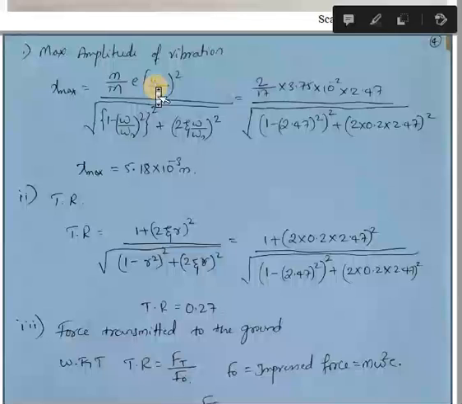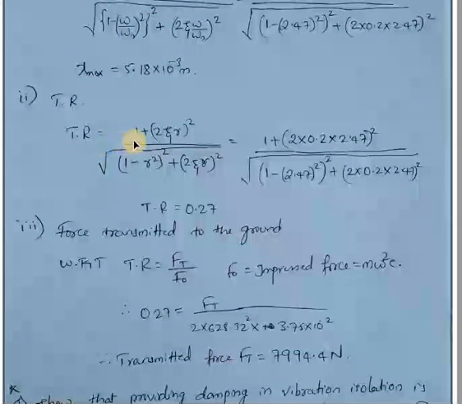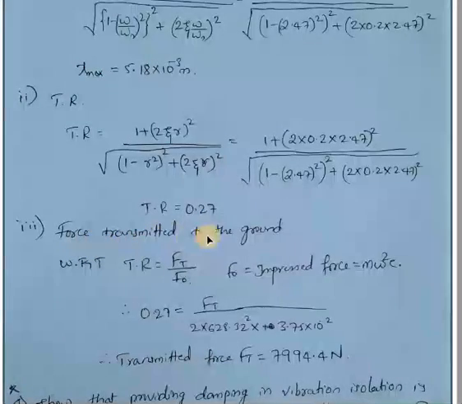Then the transmissibility ratio TR is given by root of (1 plus (2 zeta R) whole square) divided by root of ((1 minus R square) whole square plus (2 zeta R) whole square). So here also we know all the values. Substituting those values, you will get transmissibility ratio as 0.27.